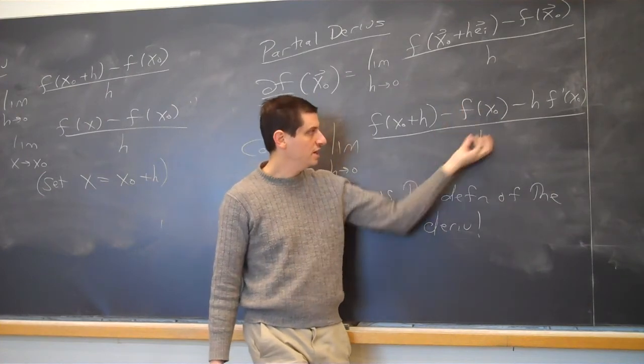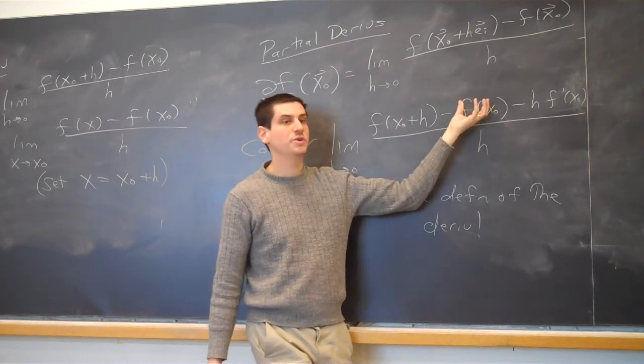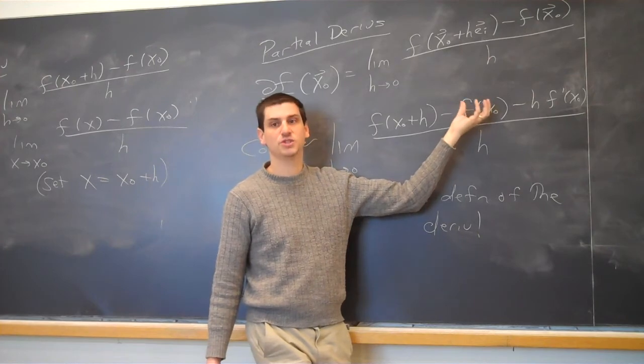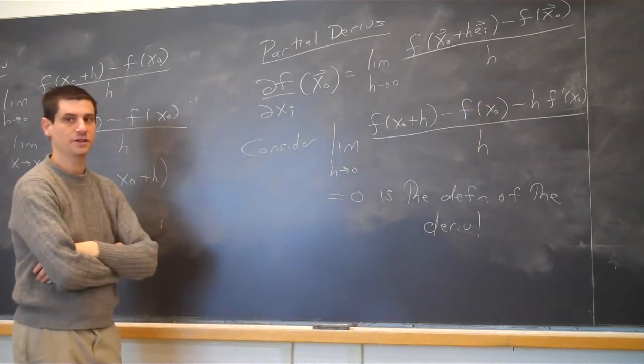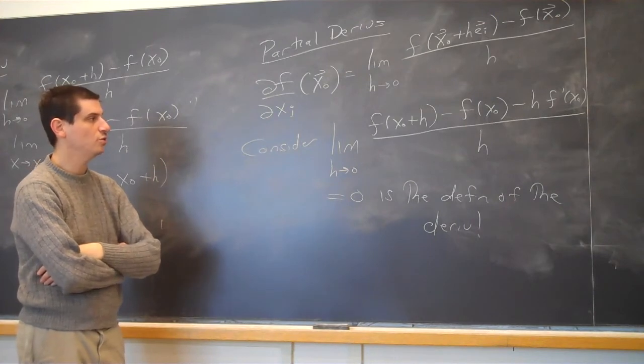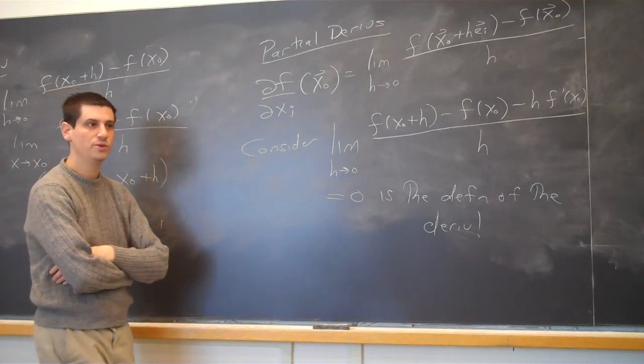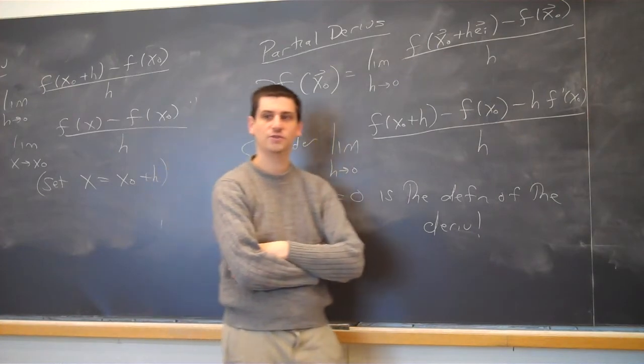So typically the numerator is going to be of size h squared. It's going to be really small. Okay? This definition will generalize very nicely. Now because this limit equals 0, what can I do to the numerator and denominator without changing the value of the limit?